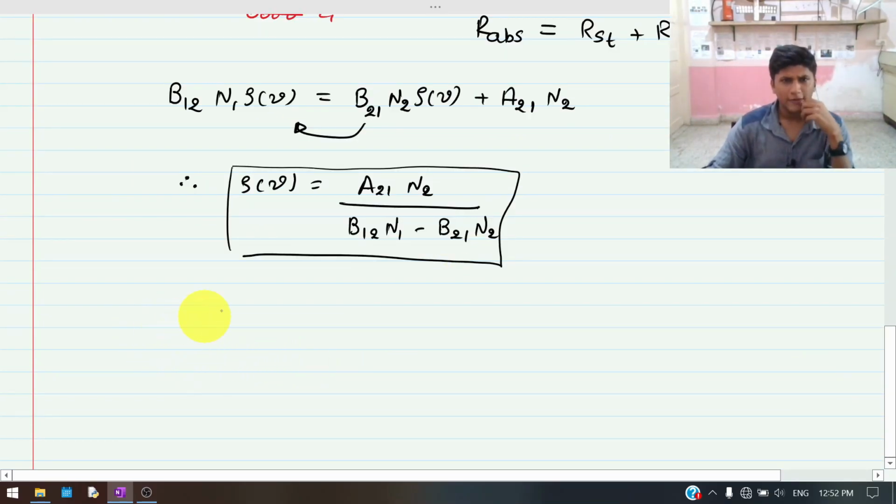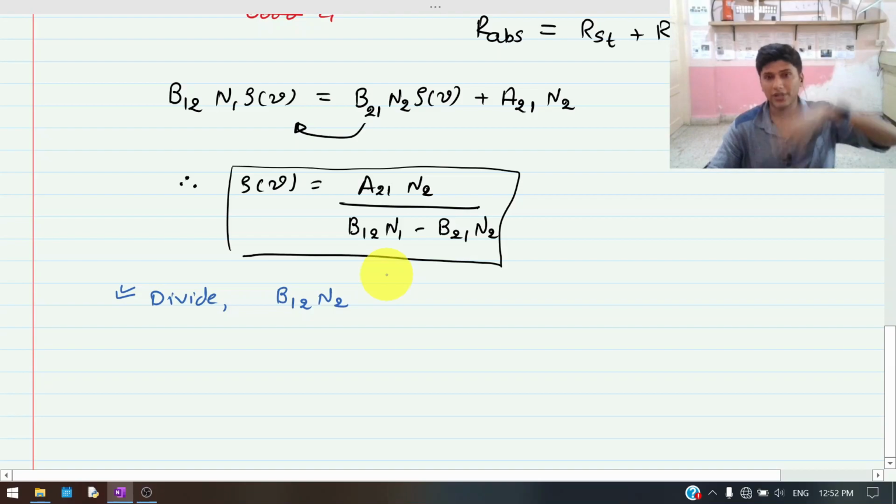So now we are going to divide this entire term by a factor called B12 N2. We are going to divide this entire right side, numerator and denominator, by B12 N2. Why? It will be immediately clear after three steps, but this step is very crucial if you want to remember the derivation. Ideally this is the point which I would also tell you to remember, but if you understand the reason, then it becomes very clear. So let's divide this by B12 N2.